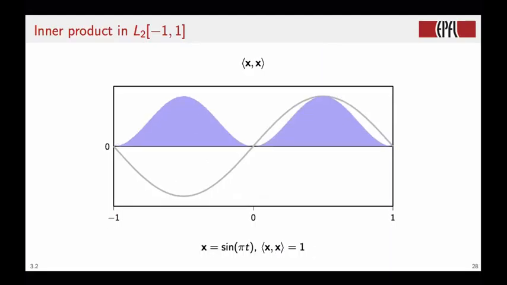If you take the inner product of x with itself, where x is sine of pi t, then we can verify that the inner product with itself, that's the integral of sine squared between -1 and 1, well, the square is this blue thing here, and the integral will be exactly equal to 1. So the inner product of x with itself is actually equal to the norm squared, and it's equal to 1. Okay, so we have a vector sine pi t that is of length 1.